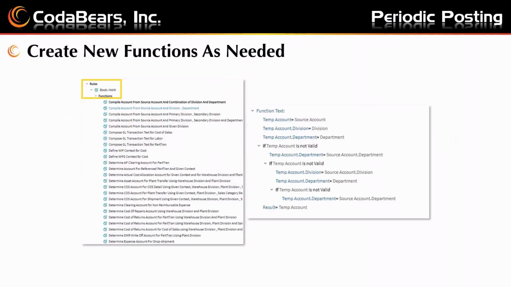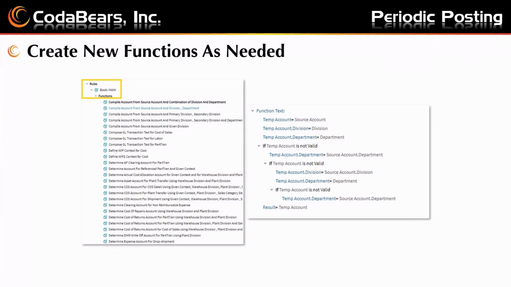You can also create new functions as needed. And for your posting rule customizations, you may need to add additional functions. On the left, you can see some of the functions listed for the posting rule that Epicor uses by default in their posting rules. If you click on one of the functions, you can see the function text that they use for that particular function to be used in the posting rules. Explaining the function in detail is beyond this presentation.